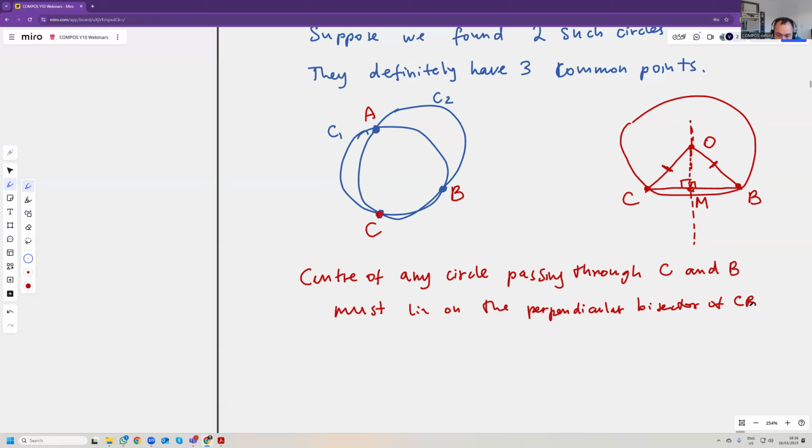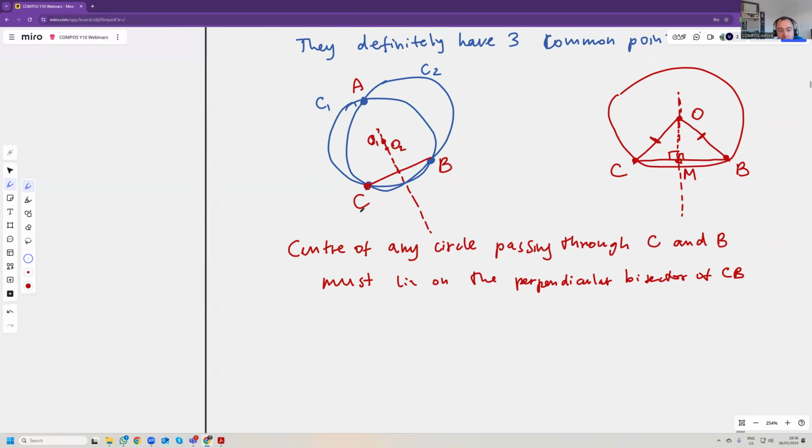Of CB. So we draw the line CB, and we find the perpendicular bisector. So the center of both circles must lie on this line. So suppose this is the center. O1 is the center of the first circle, and O2 is the center of the second circle.